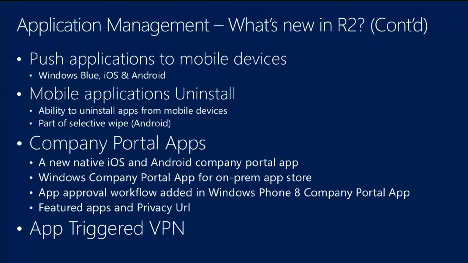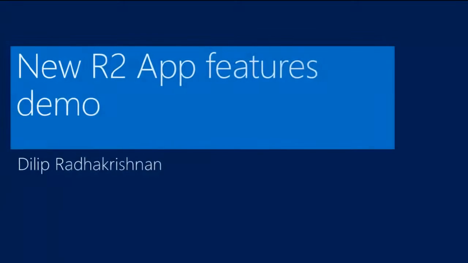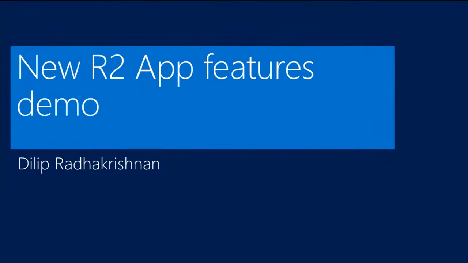We support it currently only for Windows 8.1. The Apple platform has auto-triggering, but it's not based on app ID, it is based on DNS network ID. So you can say corp.contoso.com, any traffic that goes to that network automatically triggers a VPN. So that's a way to define that. So let's take a quick look at some of these new features. This is number 1.